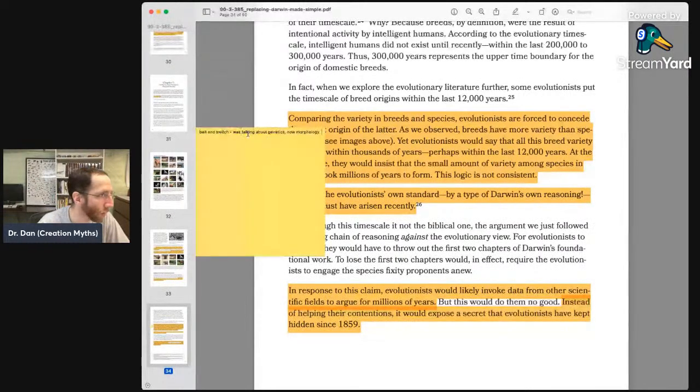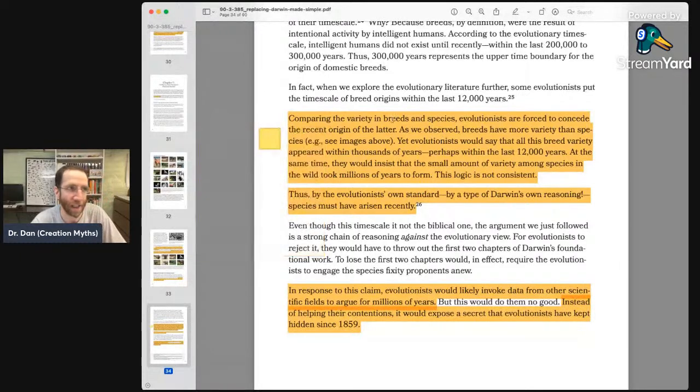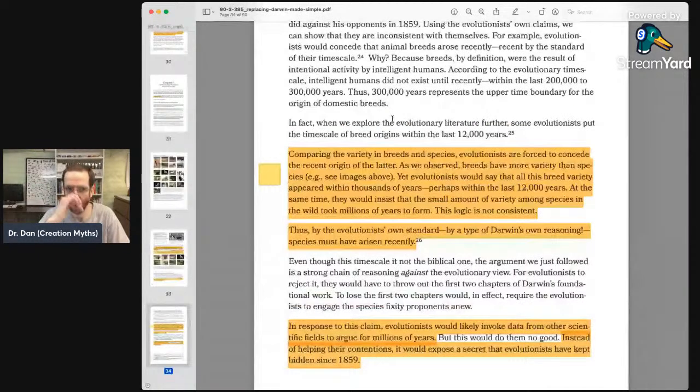So what did I write here? Bait and switch. Was talking about genetics, now morphology. So he's talking about two different things. He's talking about genetic variation within a kind that can split. He's talking about morphological variation in breeds. He's saying because evolutionists accept that all breeds came into being, then we must also accept that all species came into being in that same time frame or less. That's insane. We don't have to accept that. It's perfectly consistent because it's two different sets of processes.